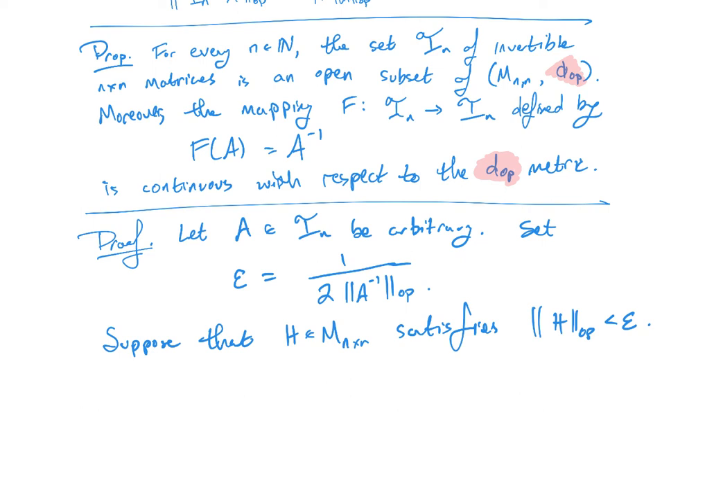Okay, now some unmotivated stuff. Well, okay, maybe I can try and motivate it. A plus H, this is the thing we want to show is still invertible. This is A plus a little perturbation. We can factor out an A, and we would be left with the identity plus A inverse H.